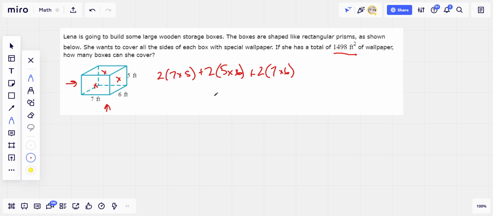Well, let's calculate this surface area now. 7 times 5 is 35, times 2 would be 70. 5 times 6 is 30, times 2 would be 60. And 7 times 6 is 42, times 2 would be 84. Now we need to add this together. 70 plus 60 is 130. 70 more would take us to 200, so that's 214. You may want to use your calculator for that to double check, but I think I did that right in my head. You can check me on that one.